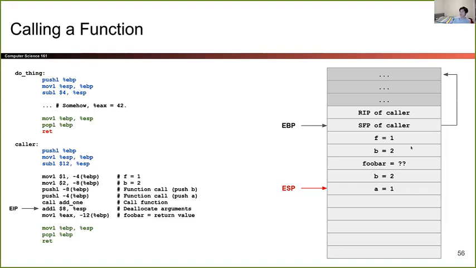ESP moves up by 4 in both the pop instruction and the ret instruction. Both of them pop a value off the stack. So you can almost think of the ret instruction as pop EIP. You can almost think of it like that because that won't assemble in x86, but it's essentially the same thing.